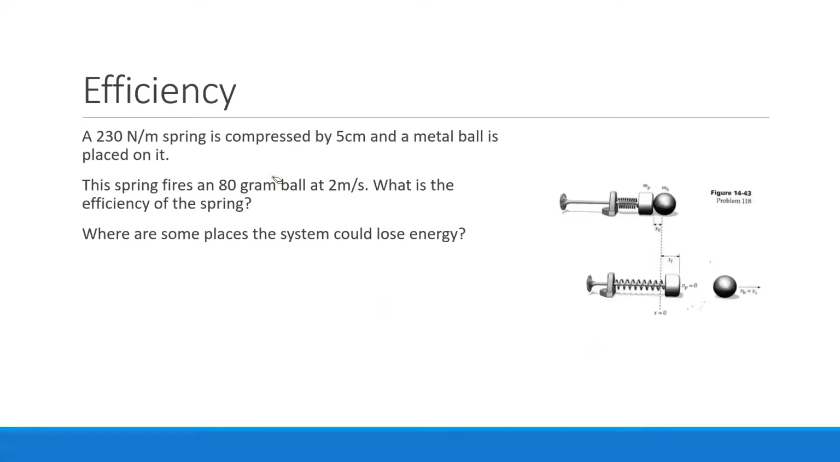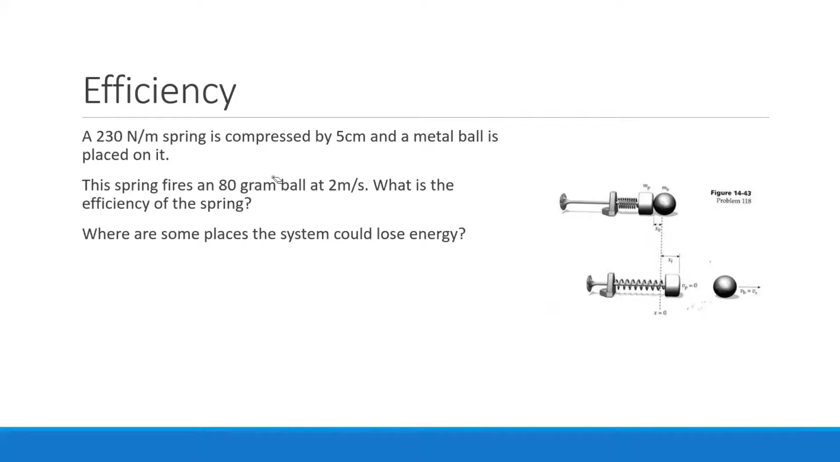Let's do a question. Let's do a question on this. A 230 Newton per meter spring is compressed by 5 centimeters and a metal ball is placed on it. The spring fires an 80-gram ball at 2 meters per second. What is the efficiency of the spring? So how would you do a question like this?